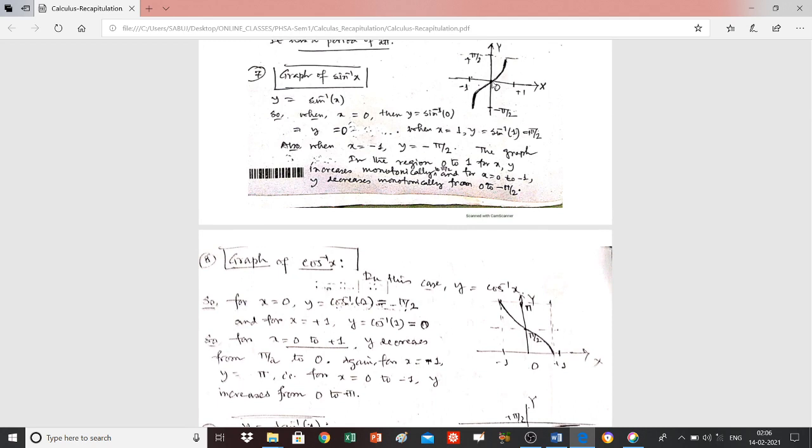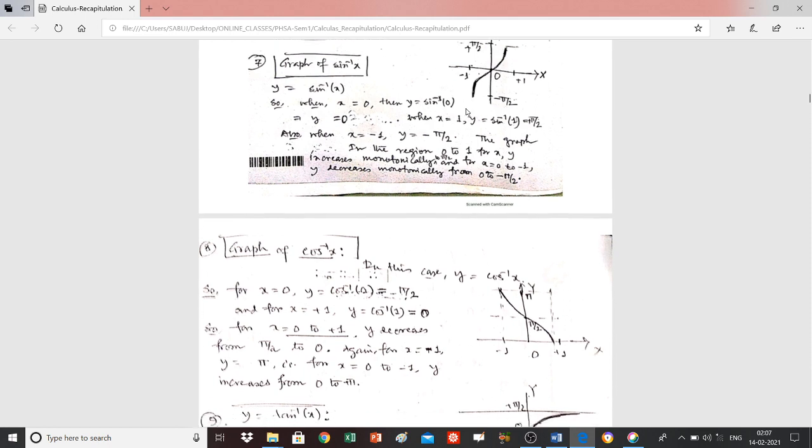Now if x is equal to plus 1, then y should be sine inverse 1, that is equal to pi by 2. So at plus 1, y is equal to pi by 2 is here. In a similar way, for x is equal to minus 1, y should be minus pi by 2, that is here. So just connect. This is the graph of sine inverse, so y is equal to sine inverse x.